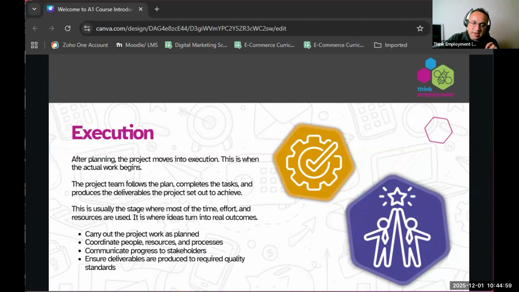Okay, this is usually the stage where most of the time, effort, and resources are used, because you're actually creating something. So: carry out the project work as planned, coordinate people, resources, and processes, communicate progress to stakeholders, and ensure deliverables are produced to required quality standards.